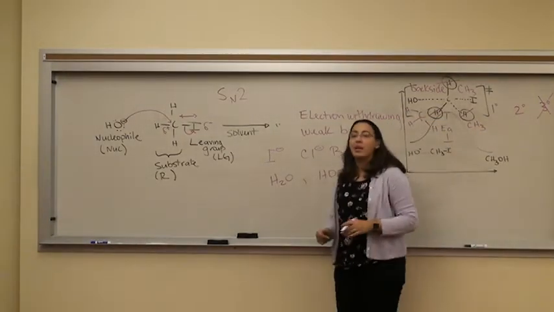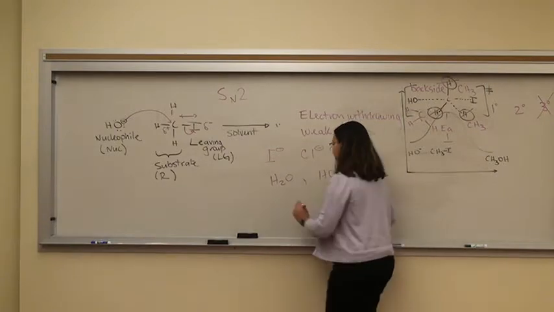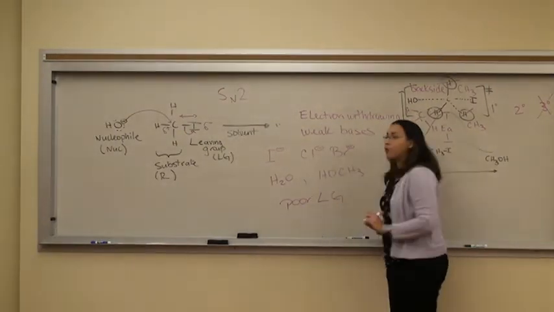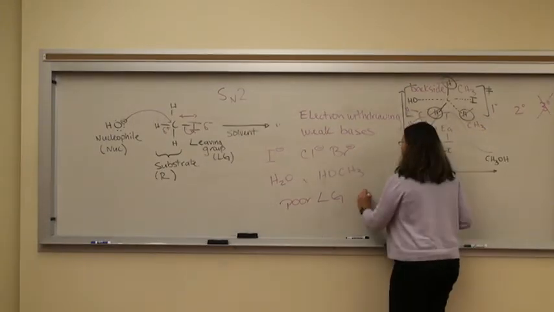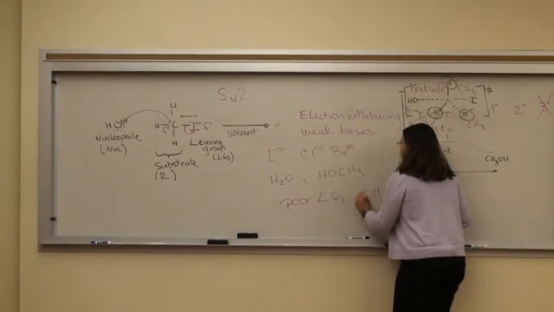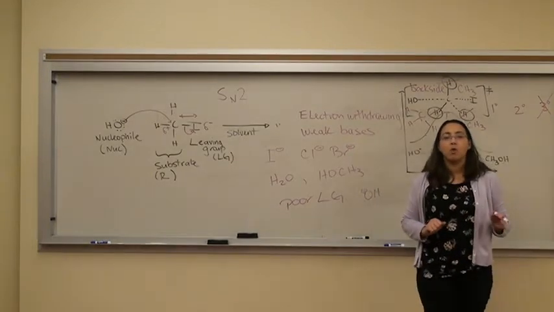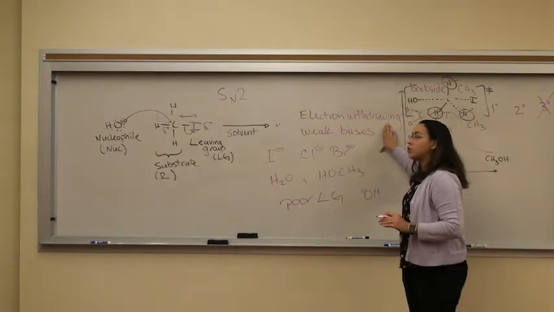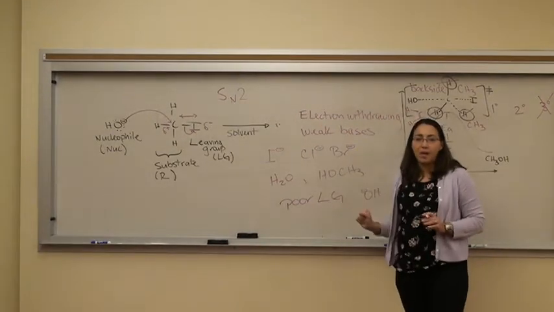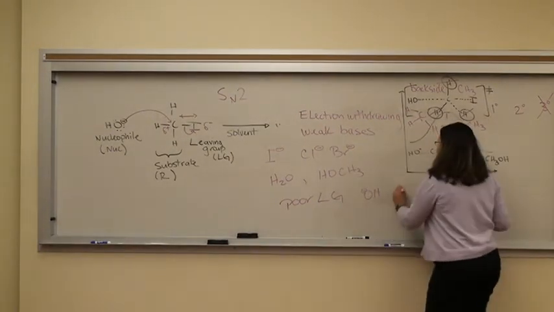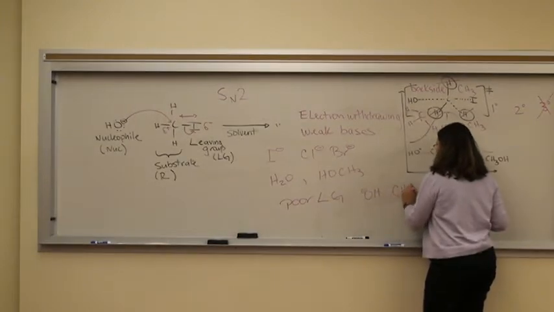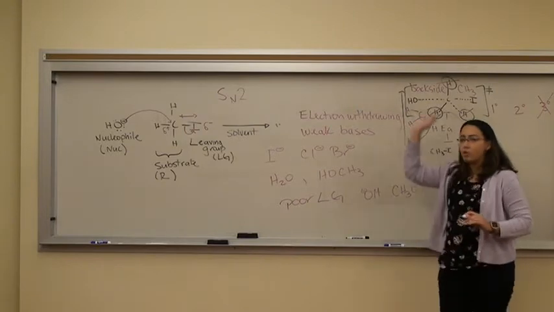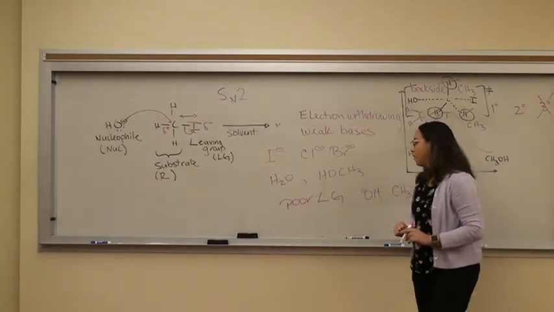Now, let me give you an example of a poor leaving group. Poor leaving groups are, for example, hydroxide. Hydroxide is a very strong base. It doesn't want to be on the product side because it wants to react back. The same thing with any alkoxide. Alkoxides don't want to be products. They want to react and be more stable.